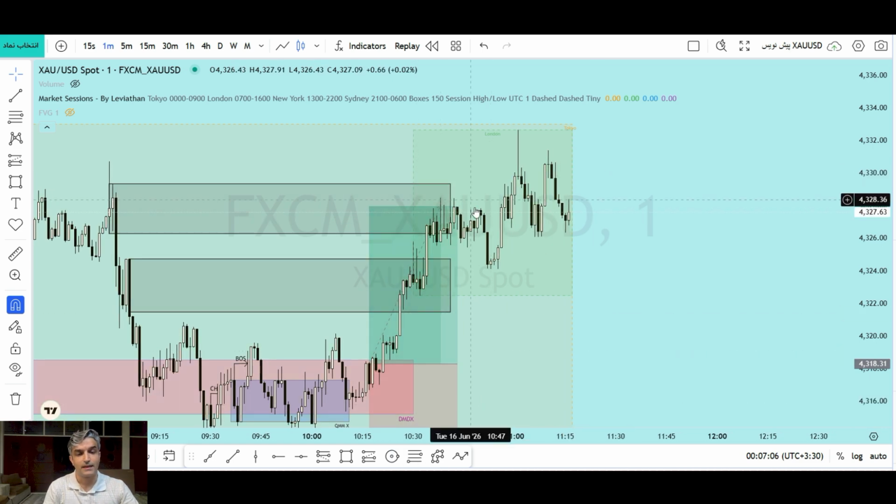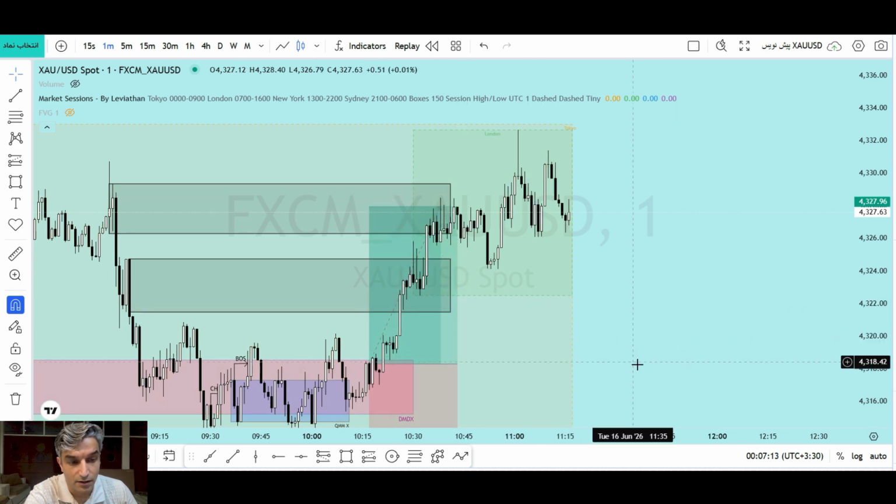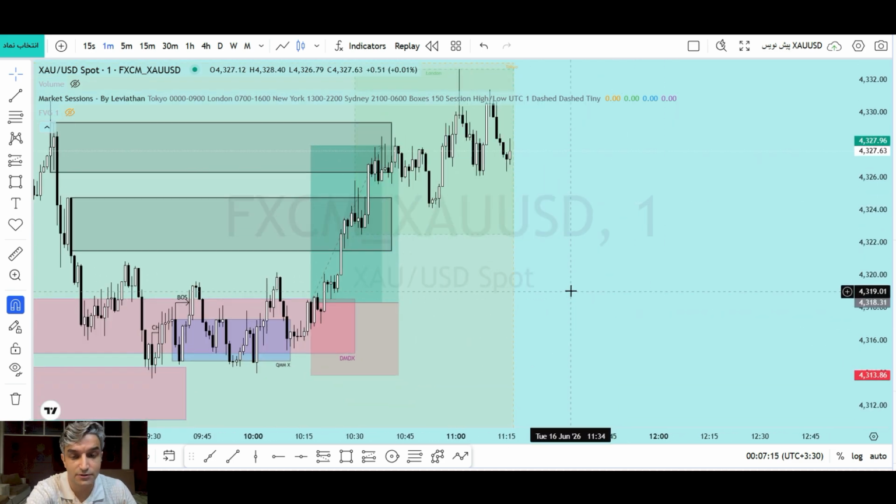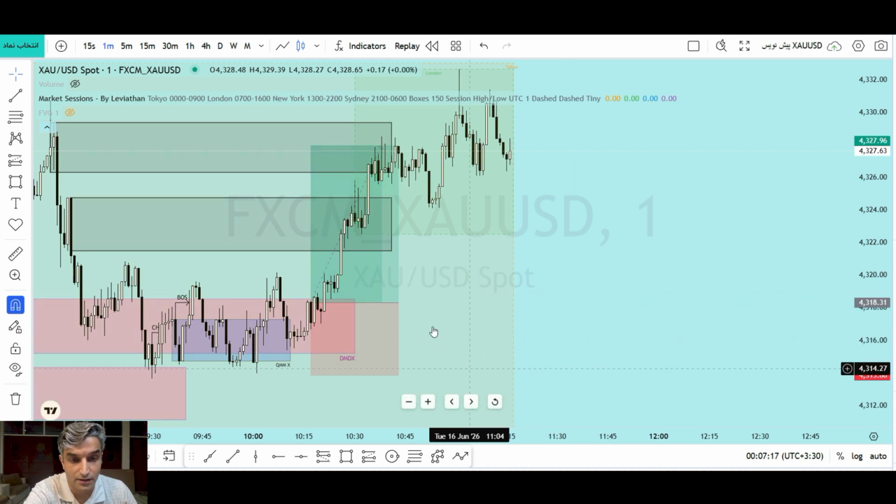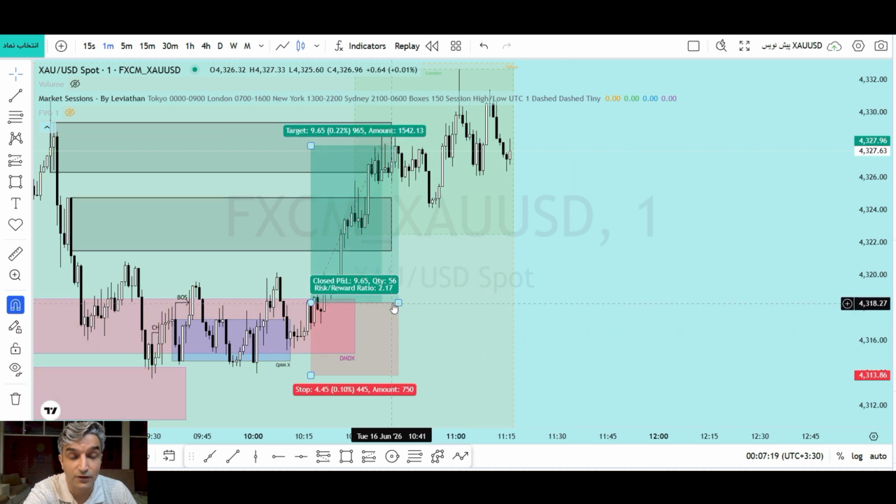Okay, it's enough. As you see, we gained a risk reward ratio of around 2, and I'm sure this trade has a good win rate. Not 100%, but it has a good risk reward ratio and it has a good win rate.